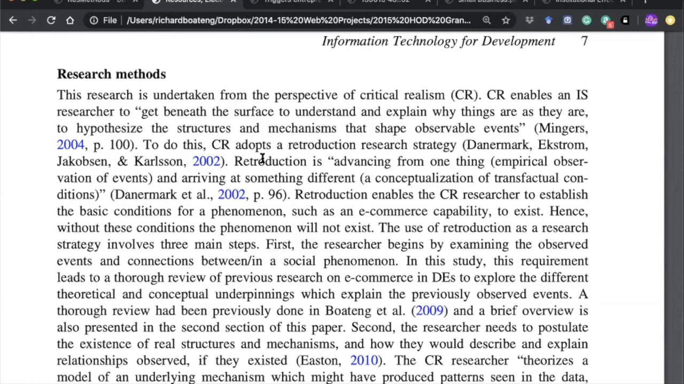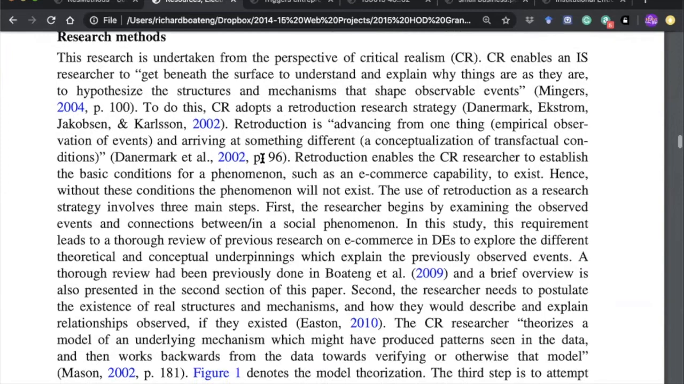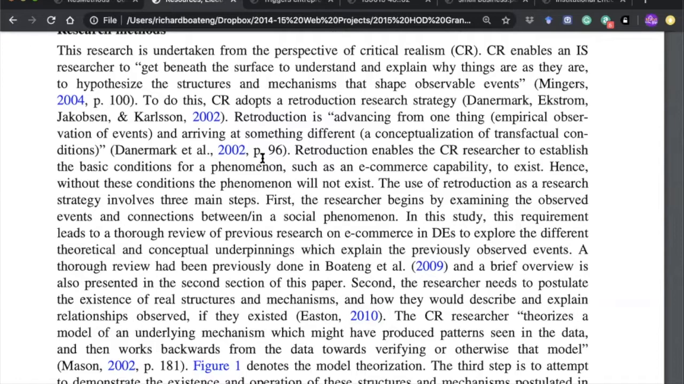The use of retroduction as a research strategy involves three steps. First, the researcher begins by examining the observed events and connections between the phenomenon. In this study, this requirement leads to a thorough review of previous research on e-commerce in DEs to explore the different theoretical and conceptual underpinnings which explain the previously observed events. A thorough review had been previously done in Boateng, and a brief overview also presented in this study.